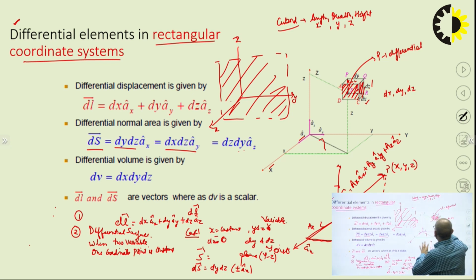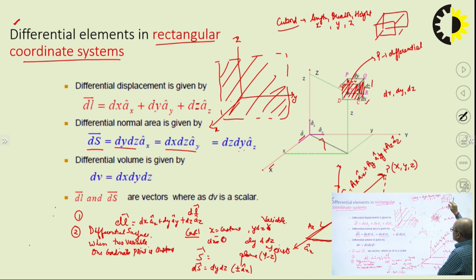Similarly, the whole cube volume is equal to length multiplied by breadth multiplied by height. Similarly, dv will be equal to dx into dy into dz, the differential volume of a cuboid.